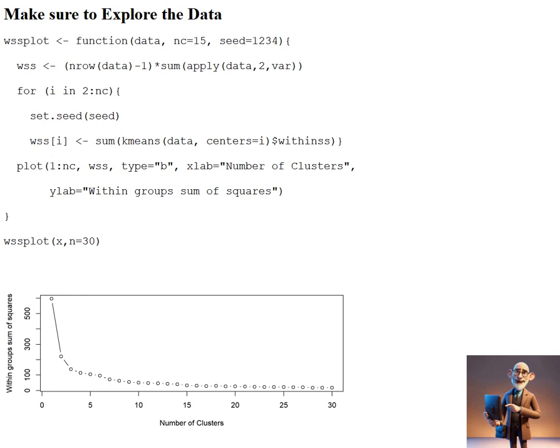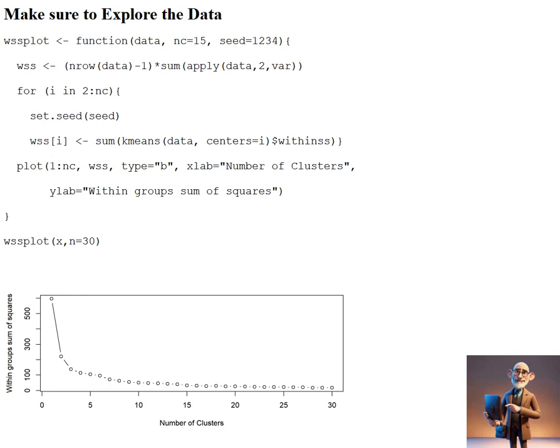Let's explore a crucial step in the process, determining the optimal number of clusters using the elbow method. The code snippet provided demonstrates how to create and visualize an elbow method plot to make an informed decision about the number of clusters. Here's a breakdown of the code. wssplot is a custom function designed for the elbow method. It takes the dataset, data, the maximum number of clusters to consider, nc, and a seed for reproducibility, seed, as parameters. The function calculates the within-cluster sum of squares, WSS, for each potential number of clusters.